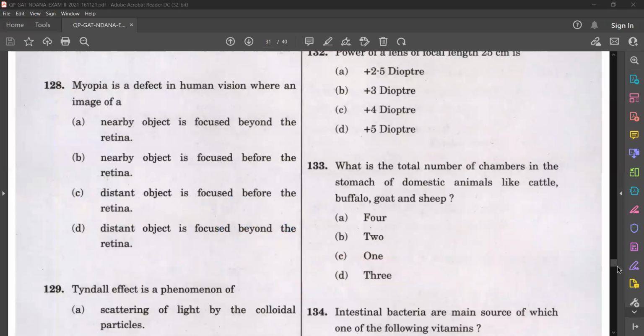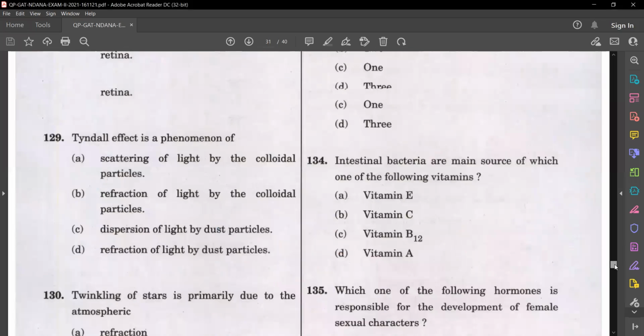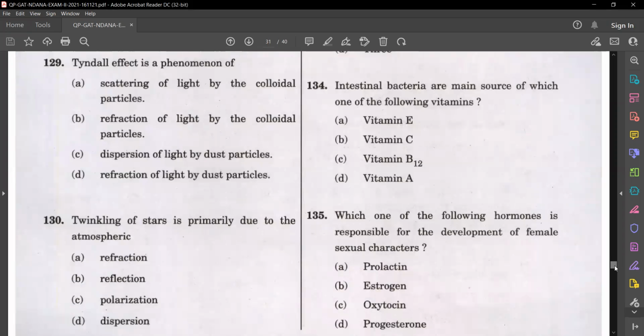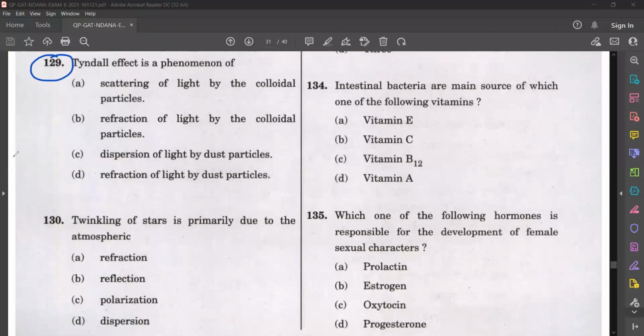Question number 129. Tyndall effect is a phenomenon of. Very direct, very easy question. Obviously the answer is option A: scattering of light by colloidal particles.